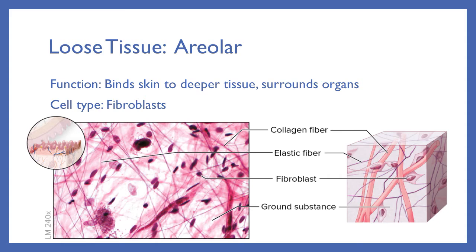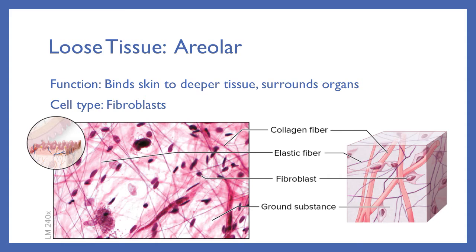The cells that we see in this tissue are fibroblasts. And they're in there producing the collagen fiber and the elastic fiber. And there's a good amount of ground substance in the background here.